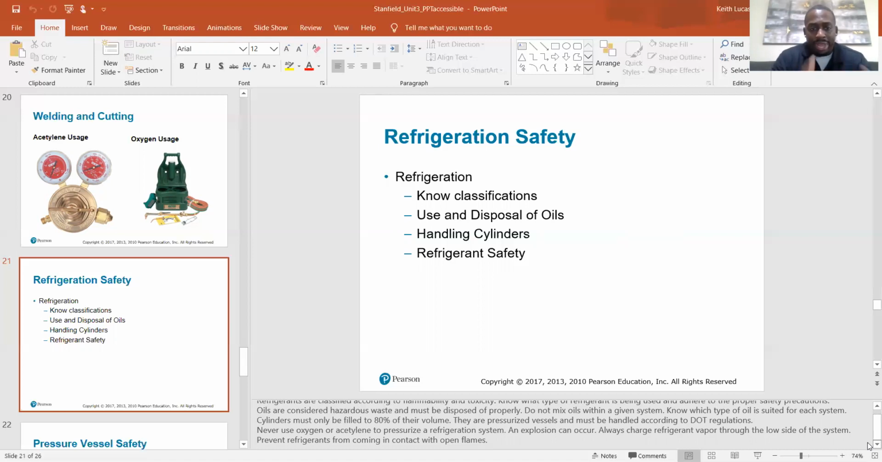So let me backtrack to 80%. It says cylinders must only be filled to 80% of their volume. The reason being is because refrigerants expand and contract based on their temperature. So if you have your cylinder only filled 80% and it's nice and cool, then you're in good shape. But that same 80% of refrigerant in that cylinder, later in the day when the back of the van is like 120 degrees, that refrigerant is going to expand, because when temperature rises, pressure rises. When temperature drops, pressure drops. So temperature goes up, that pressure goes up. You have 20% of the cylinder space still left to compensate for that expansion.